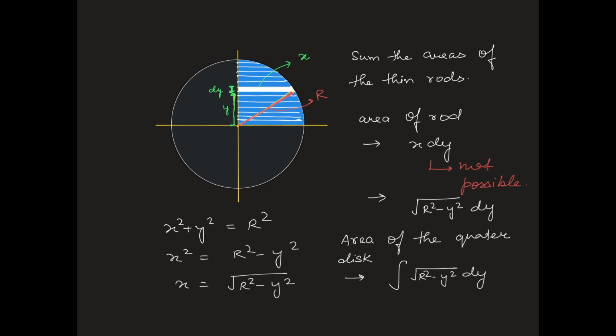और मैं कहां से कहां तक इंटीग्रेशन करूंगा? तो देखो y कहां से कहां तक वेरी कर रहा है. अगर आप सबसे नीचे वाला रॉड लेते हो, तो आपकी y की वैल्यू है यहाँ पे 0, और अगर आप सबसे ऊपर वाला रॉड लेते हो तो आपकी y की वैल्यू है r. So the integration values will vary from y equals to 0 to y equals to r. और इस तरह से आप अपने क्वार्टर डिस्क का एरिया निकाल सकते हो, लेकिन मैं इंटीग्रेशन करूंगा नहीं.